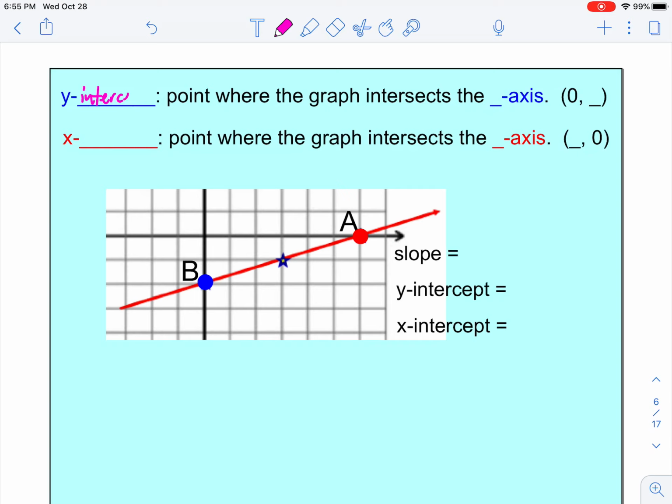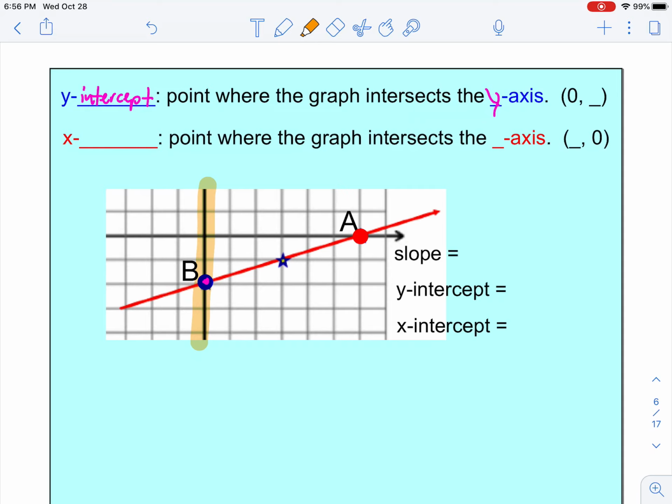So the y-intercept is the point where the graph crosses the y-axis. And this point right here is always an ordered pair where the x value is 0 and the y value is... I've got this wrong, excuse me. Let's start over. So it's where it crosses the y-axis, and where did I have that? I had it crossing the x-axis. That's the x-intercept. So here is our dot right here where it is crossing that y-axis.